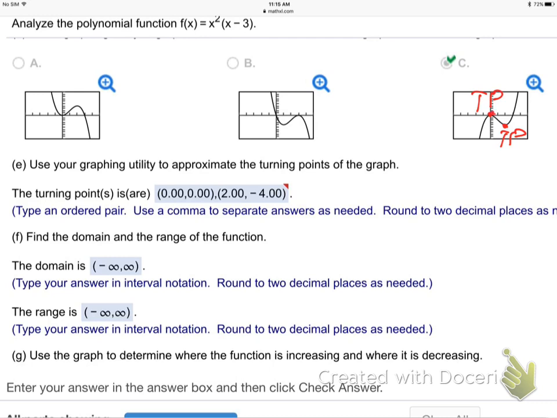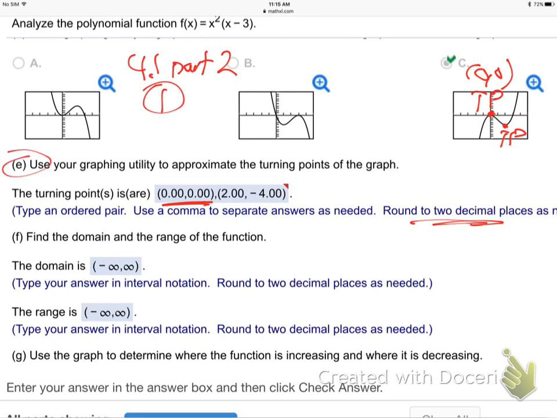Well, this one is 0, 0. It's the origin. But look at the kind of dumb way they want you to enter the answer. That wasted hours of my life years ago when I first did this question, and so I don't want to waste hours of your life. They really do want 0.00. They say round to 2 decimal places, and they mean it. That's really dumb, but I don't want to waste your time. So this is 4.1, part 2, question 1, part E. Instead of just 0, 0, they want 0.00, comma 0.00.